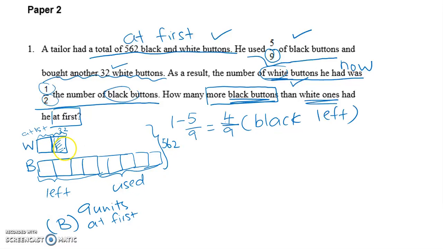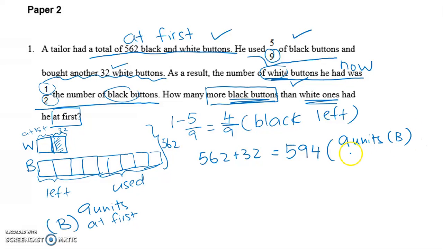I don't like this gap because I want it to be proper. I want it to be 2 units. So how do I get 2 units? I'm going to add 32 to 562 to fill in this gap to make it 2 units. 562 plus 32 is 594. So 594 is actually the 9 units for the black and the 2 units for the white.